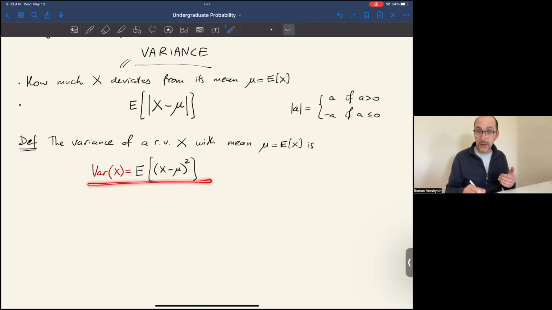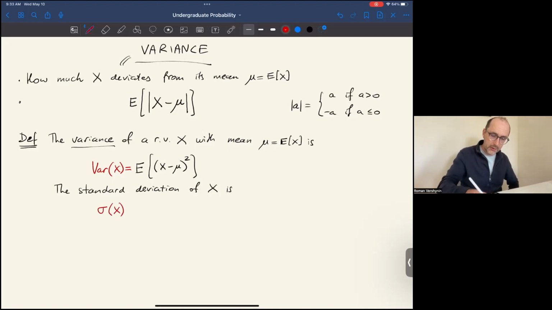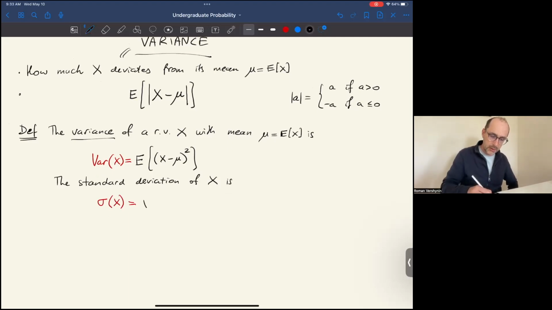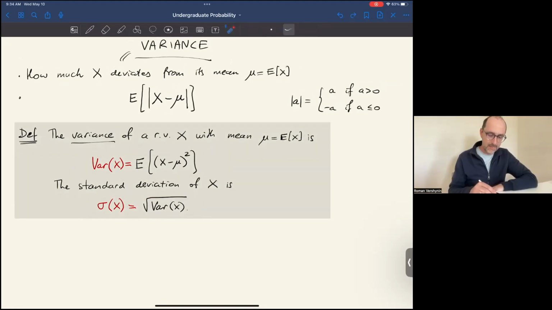So once we compute the variance, we can take the square root of it, get back to the original units, and the result is called the standard deviation of x, usually denoted by sigma of x, and computed by taking the square root of the variance of x. The standard deviation is easier to interpret, and variance is easier to compute.